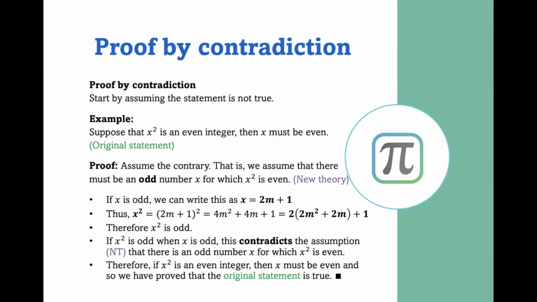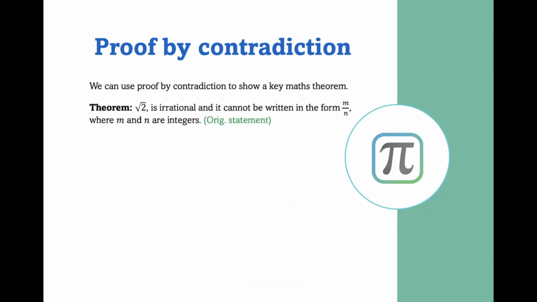One thing that I didn't highlight in part 1, but I think is useful to know, is when you're writing a proof, particularly at advanced levels, one of the tricks with the notation is to put a little square at the end, and that just highlights the fact that you've reached the end of the proof. Let's run through another example of proof by contradiction. We can actually use this method to prove a key maths theorem.